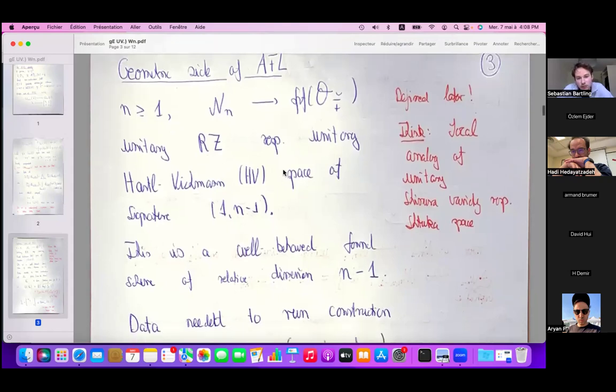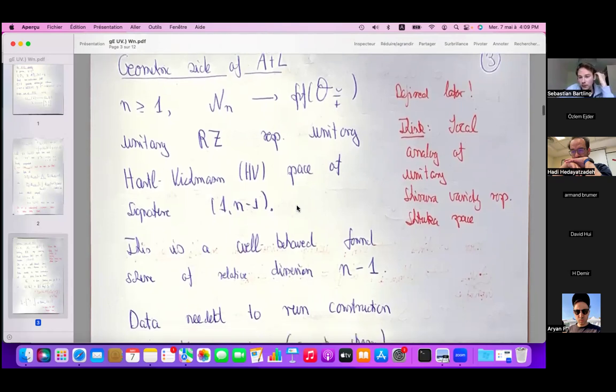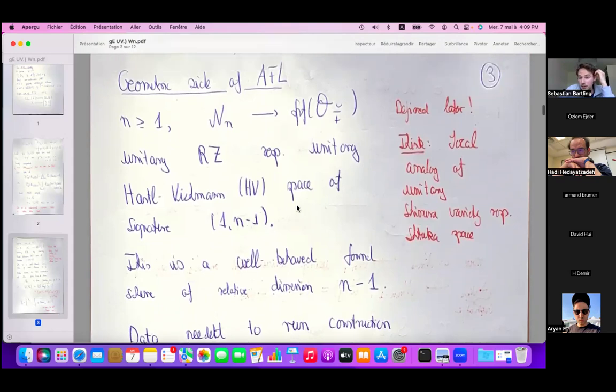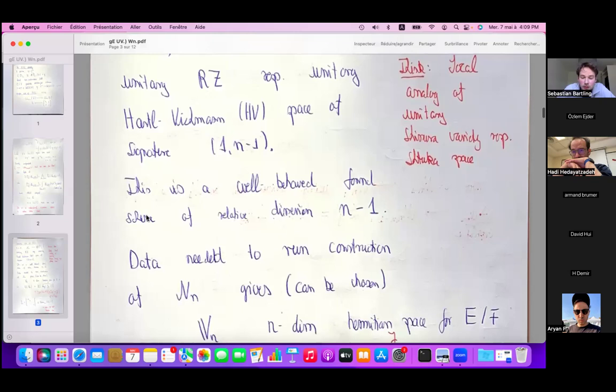I want to be in a unitary situation. For now, you can think of Rapoport-Zink spaces or Hartl-Feynman spaces as kind of local analogues of Shimura varieties or Shtuka spaces. I'm going to define later precisely what Rapoport-Zink spaces are and what Hartl-Feynman spaces are. This is a reasonably well-behaved formal scheme.